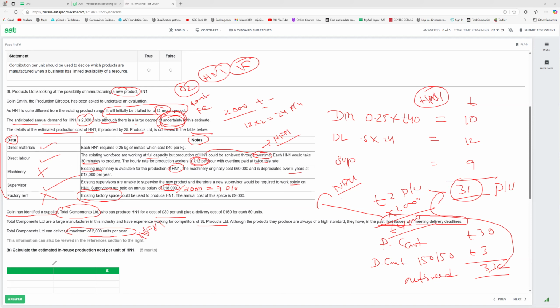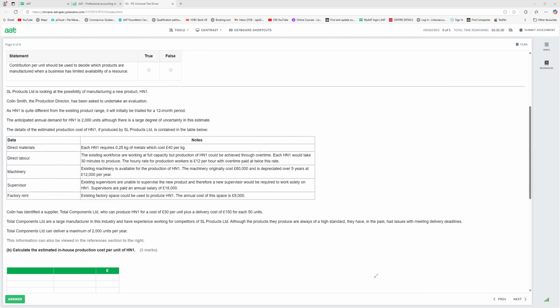All right, so here it says calculate the estimated in-house production cost per unit, which we have calculated as 31. So this is already done. Let's move to the next part. The next part definitely asks for a report, so let's look at the report.